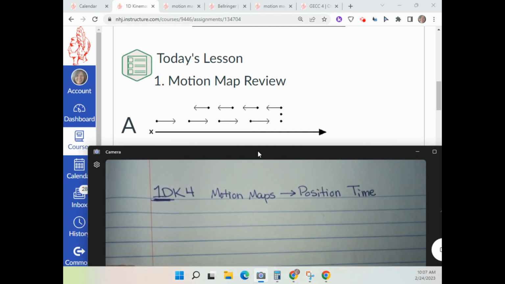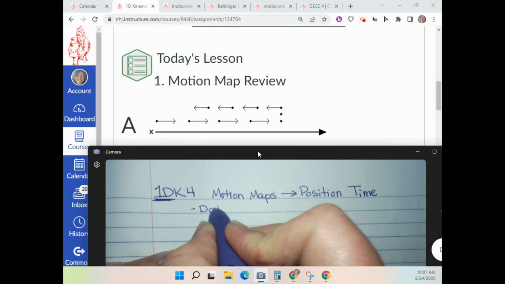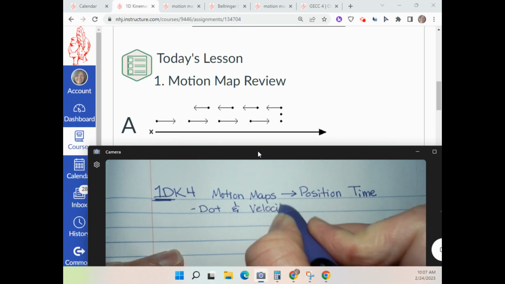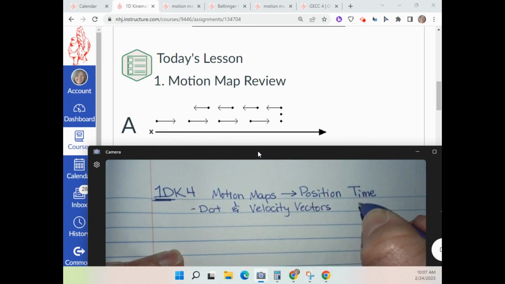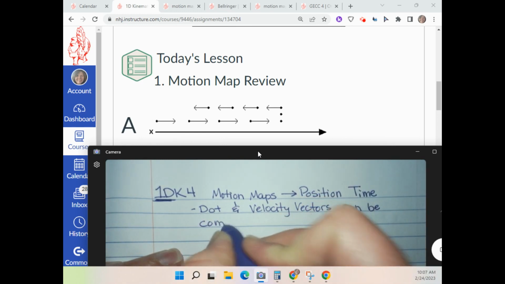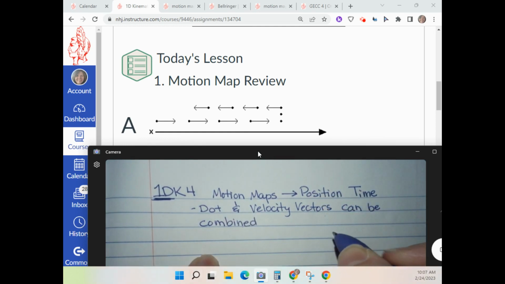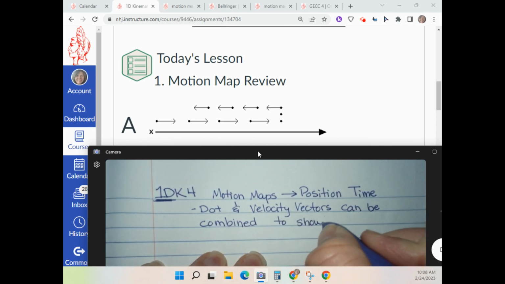So the first thing, looking at letter A here, we can see that dot diagrams and velocity vectors can be combined. This is just the only real sentence today. Well, that's not really true. We're going to explain the motion in a second, but complex motion.